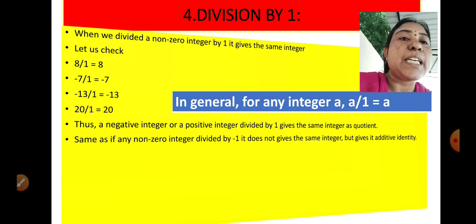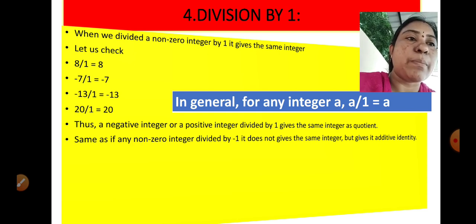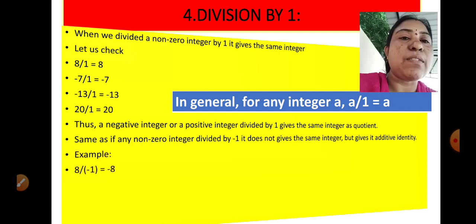If we divide a non-zero integer by a negative, meaning minus 1, it does not give the same integer but gives the additive inverse.